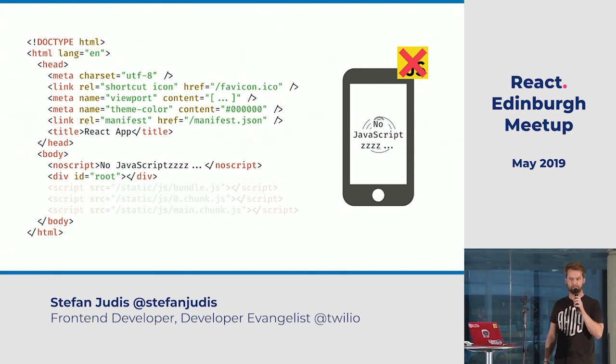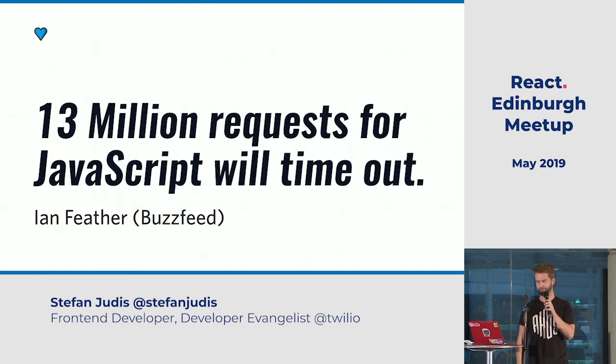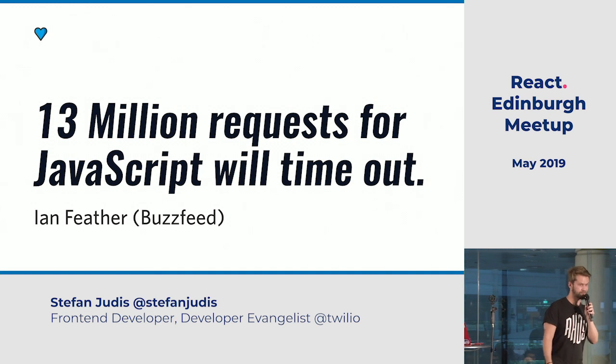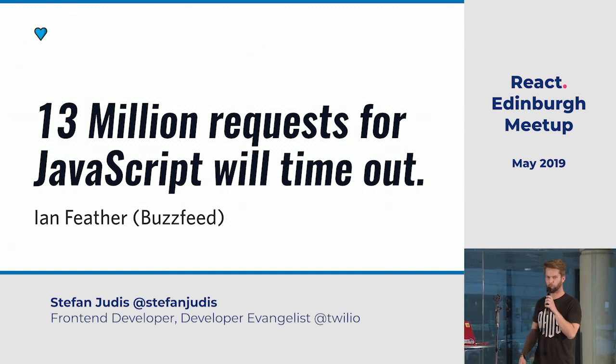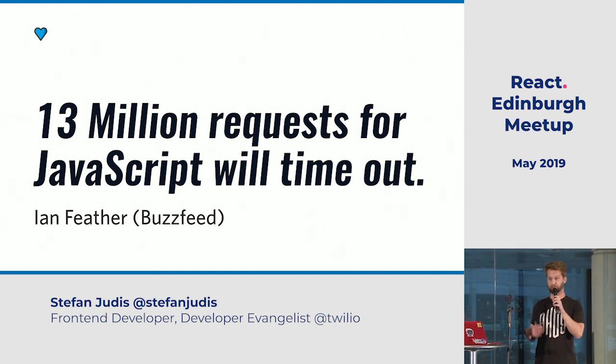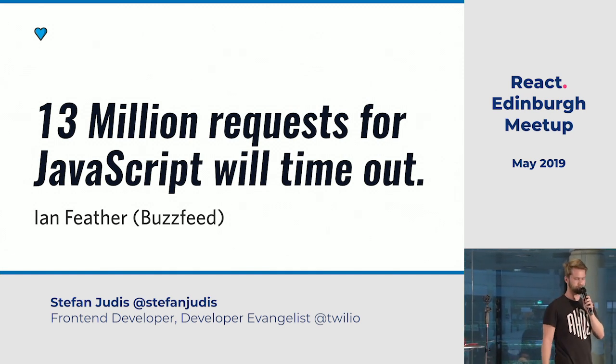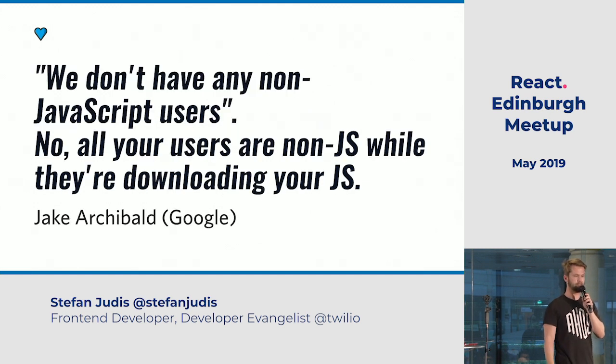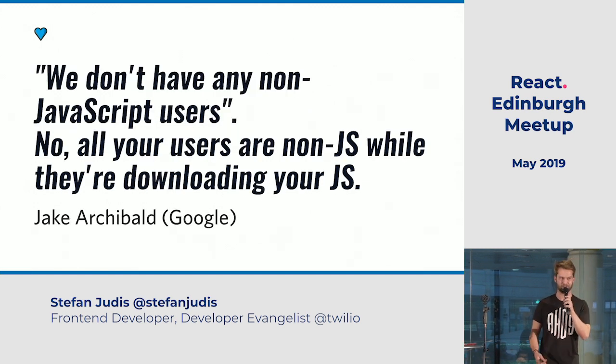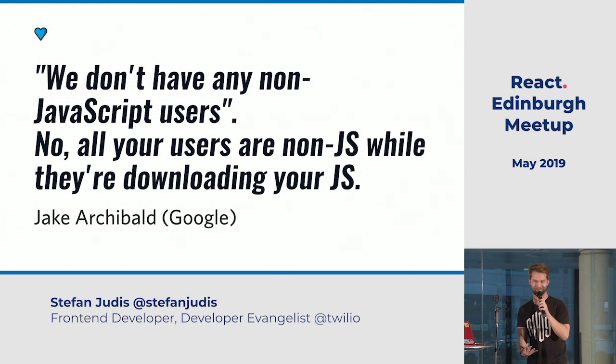And these people that disable JavaScript might not be many, but there's one thing about JavaScript. When you, for example, work at BuzzFeed, 13 million requests yearly for JavaScript at BuzzFeed scale will just fail. Because of network. The network is a big question mark in the middle, right? And you might not disable JavaScript actively, but you are one user without JavaScript before and until the JavaScript loads, right?